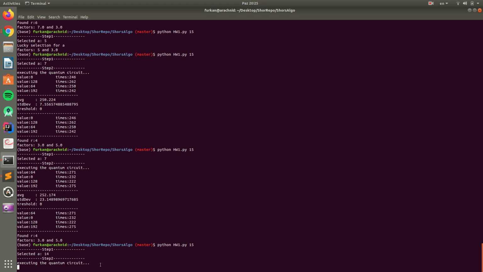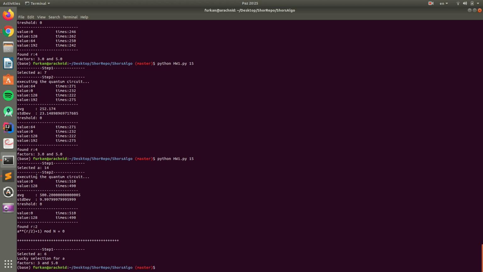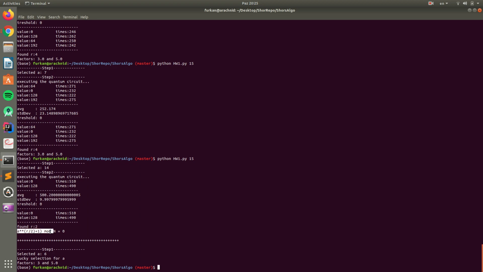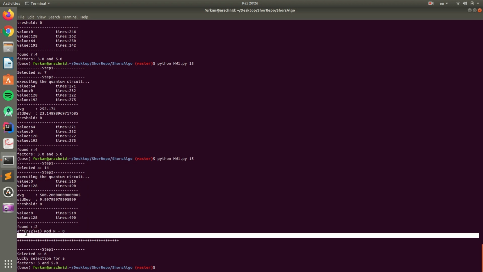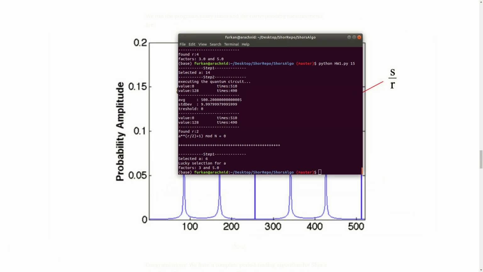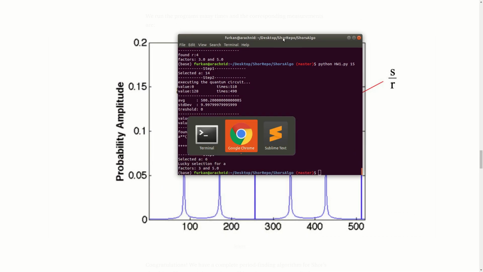It selected A as 14 and it's executing the quantum circuit right now. Let's see what will happen. It gives R as 2, but the condition doesn't hold, so we don't want this. So it goes to step 1 again, and we got lucky this time. It found 3 and 5. So the program runs in this way.